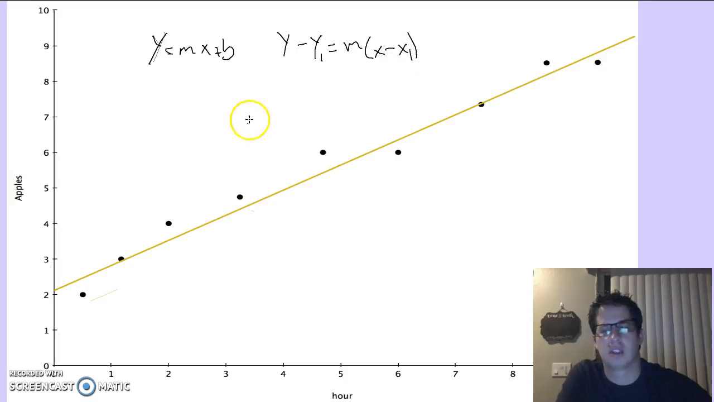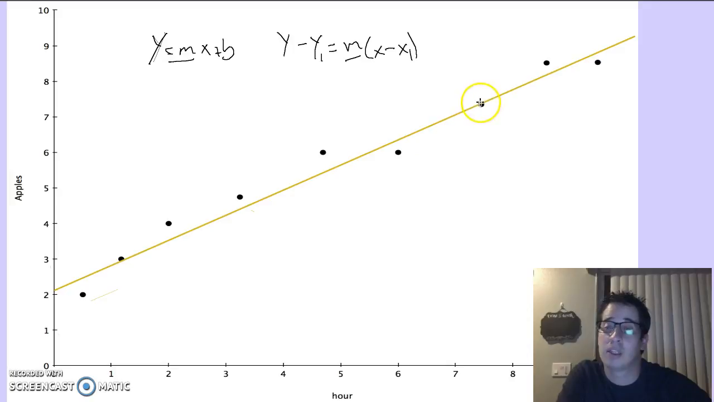Okay, and that's totally up to you, whatever you're more comfortable with. So the first place we start is with the slope. And when you're using the slope, you've got to pick 2 points, and they need to be points that are on the line. Okay, so I can't pick my data points. Let's say I pick those two that are on the line.